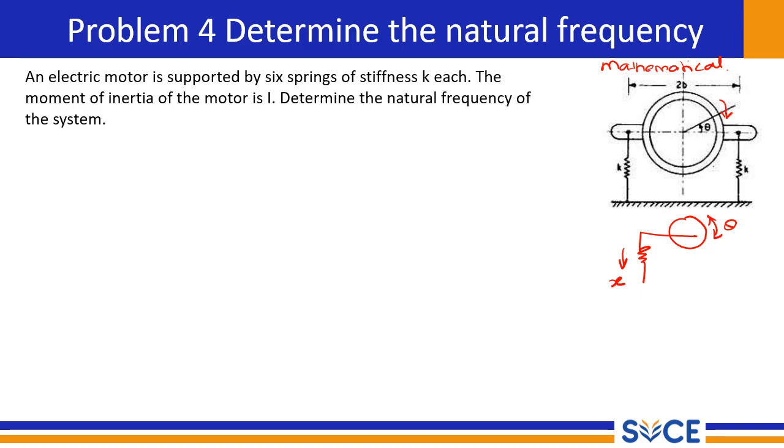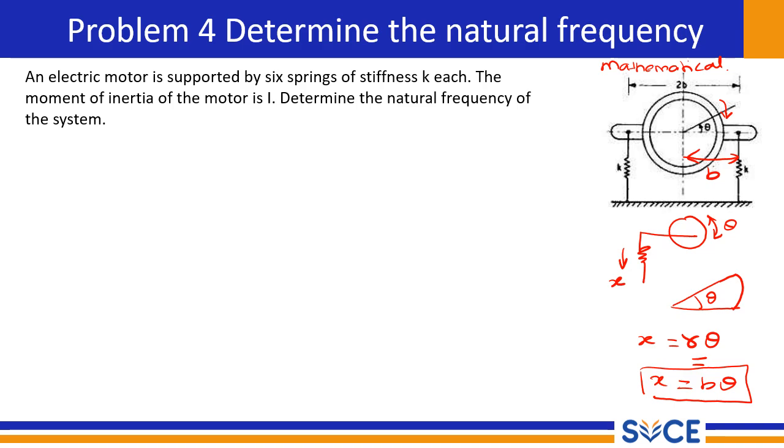So how to relate this? If there is an x movement, there is an angular displacement theta. We know that linear displacement is equal to radius into theta. Here, what is the radius? The radius is b, given. The total length is 2b, so the distance between the center and the springs is b. So x is equal to b theta.